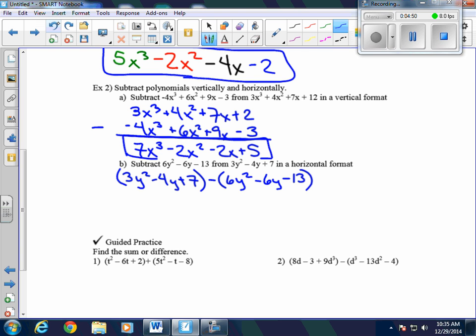So it's going to be 3y squared. Well, I'm going to change them. 3y squared minus 4y plus 7 minus 6y squared plus 6y plus 13. Because now all I have to do is put the like terms together.